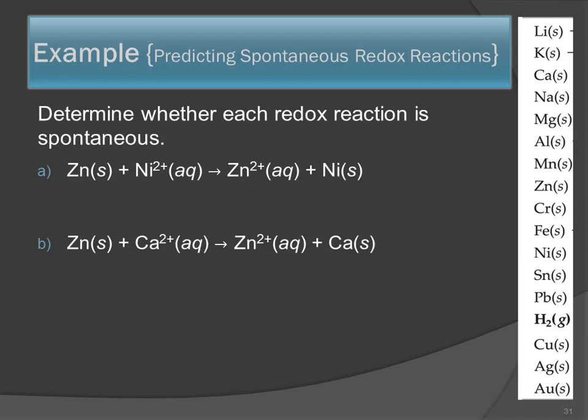So let's do an example here. Determine whether each redox reaction is spontaneous. So this first one, we have zinc as a metal reacting with nickel ions to form zinc ions and solid nickel.